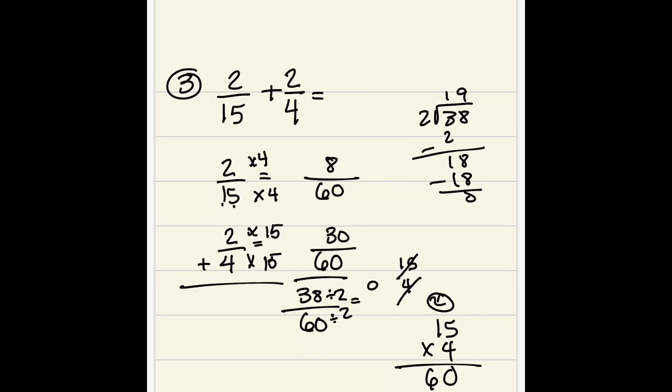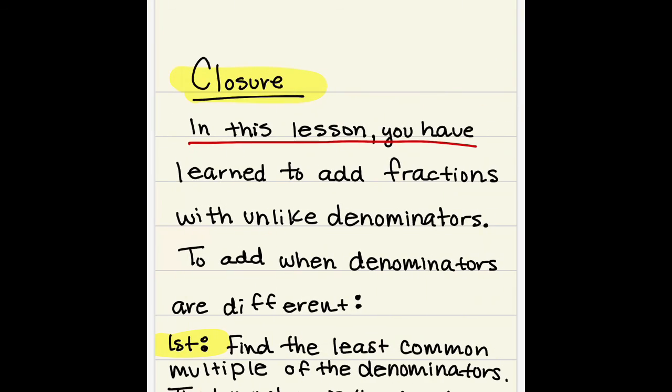So that would be 19, and that would be 30ths. 19/30ths. All right.